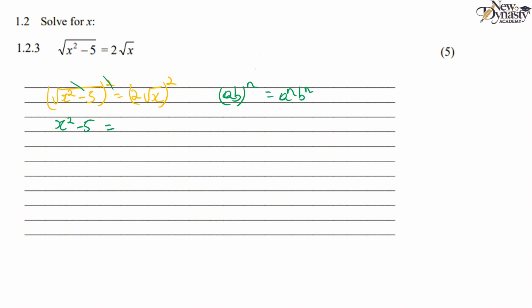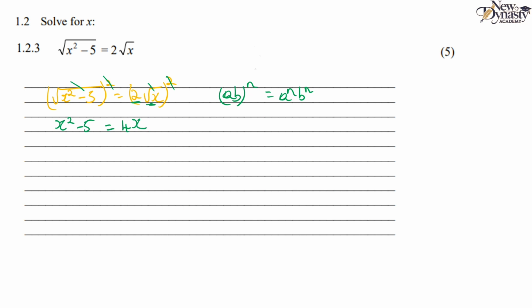So this is the situation that we have here. We've got 2 multiplied by root of x to the power 2. Don't forget that you need to distribute the n to both of those numbers inside the brackets. So that is going to be 2 to the power 2, which is 4, and the square root and the square are going to cancel, then you're going to be left with x. So that's what you have there.